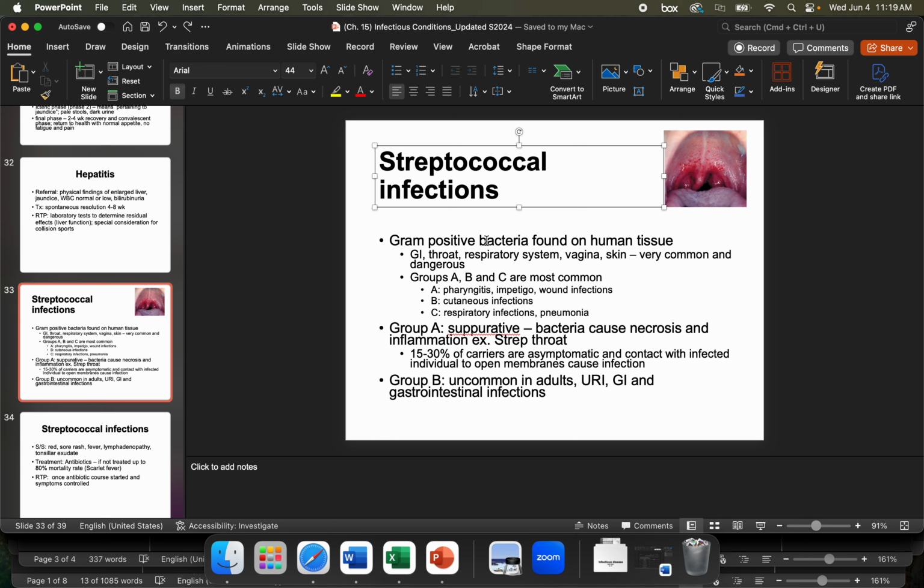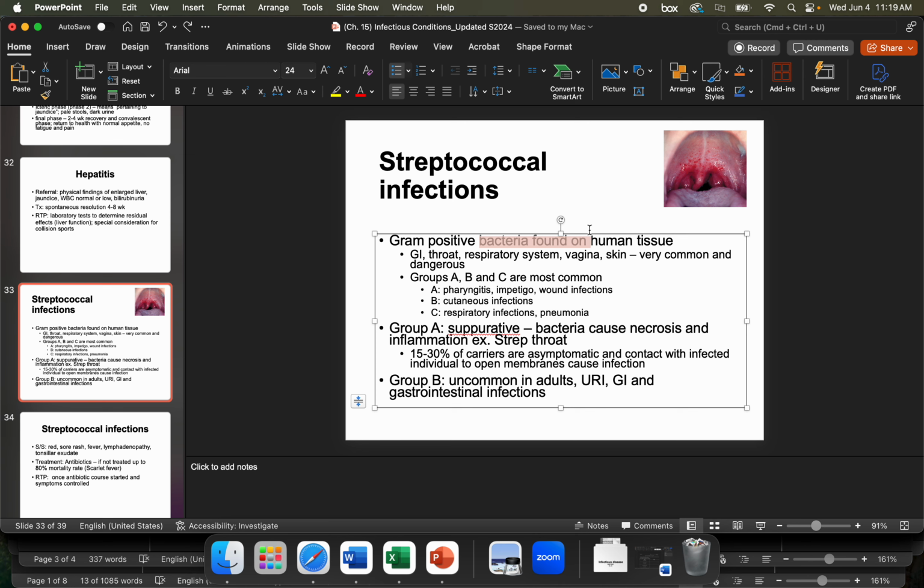So streptococcal infections are a bacteria that are found on human tissue all over the place, including GI, throat, respiratory system, vagina, skin, and it's very common. Okay, so there's different groupings of it, and these groupings manifest themselves in different places. Group A is typically the strep throat one, causes necrosis and inflammation, very painful. 15 to 30% of carriers are asymptomatic, and contact with an infected individual to open membranes causes infection.